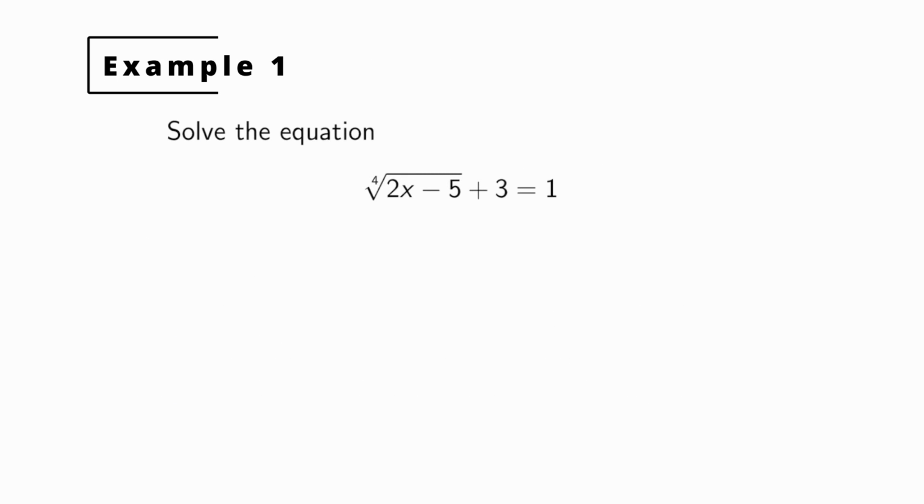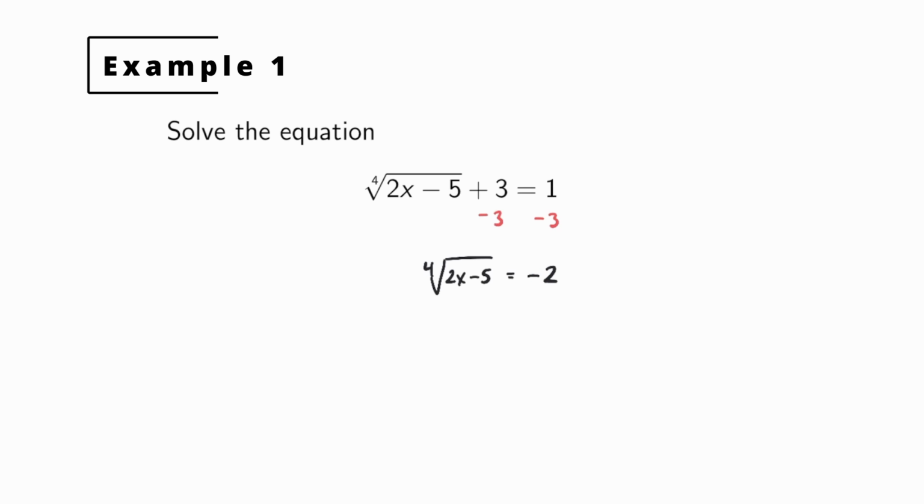Here's our first example. So our first step always, we want to isolate the radical on one side of the equation. So we can start by subtracting 3 from both sides of the equation, and we'll have the fourth root of 2x minus 5 equals negative 2. Now we actually are done here, and the reason why is the fourth root of a number cannot be a negative number. If we have the positive fourth root here, then we should have a positive number here.